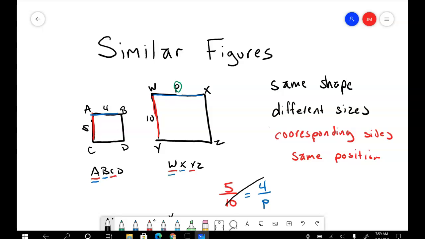So if I do my cross multiply, I'm going to go up. 10 times 4 is 40. 5 times P is 5 times P. And then my goal is to get the variable by itself. And I'm going to draw my line and divide by 5, which means my P value equals 8. Okay.